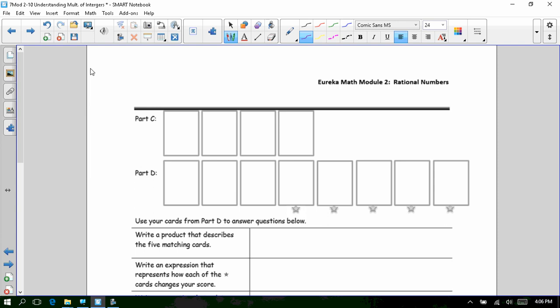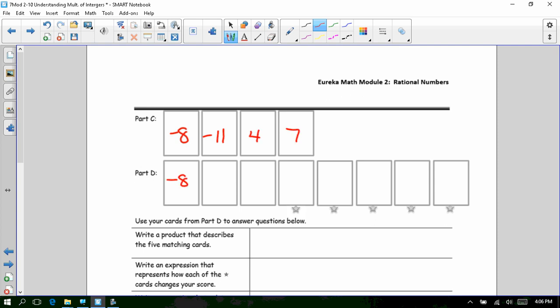Actually, I'm going to change that. I'm going to make it 7. Sorry. We're going to make it 7. -8 was my first card. -8, -11, 4, and 7. And again, I'm going to rewrite those. -8, -11. Remember, you are not writing this down. And I'm going to repeat that last digit.